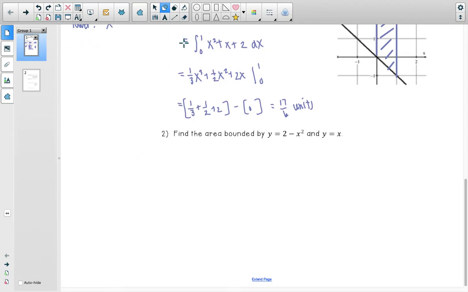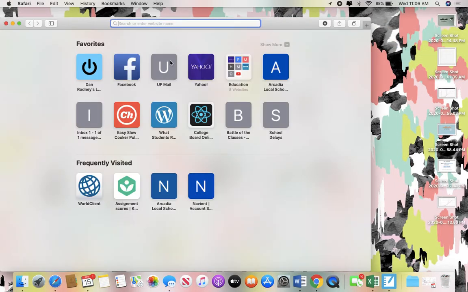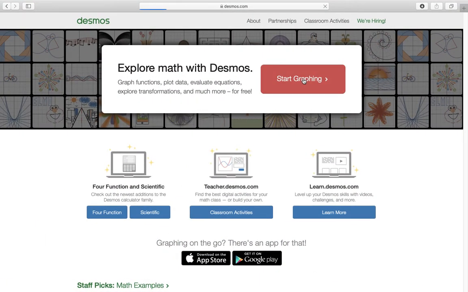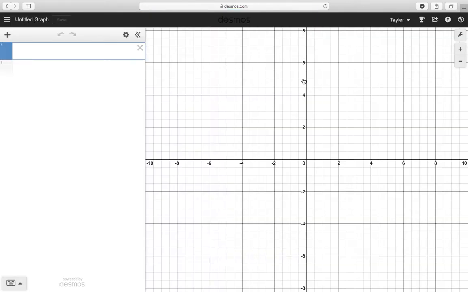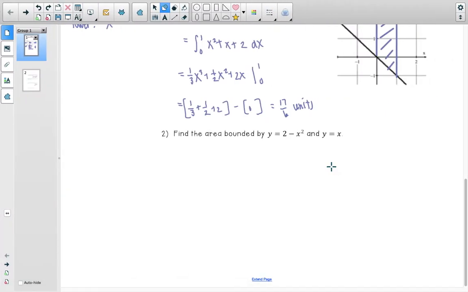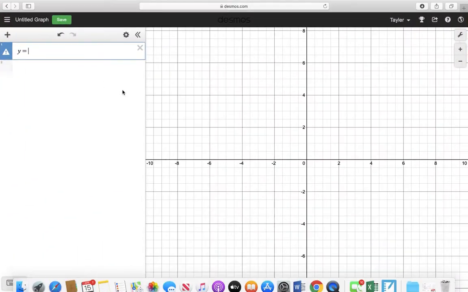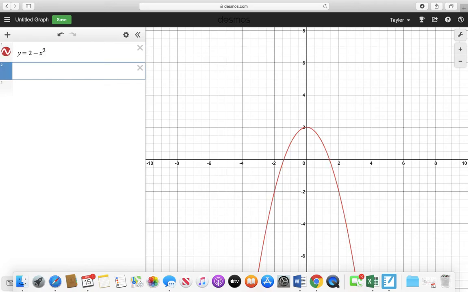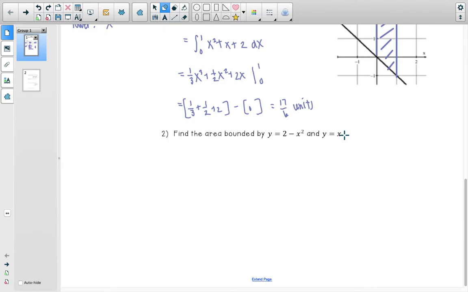I'm going to pull up a graph real quick so you're going to see all my screens. So don't mind it. Oh, it worked. Desmos. And of course, I can't remember the graph off the top of my head. So y equals 2 minus x squared. And the other one is y equals x. Let me check. Yep, okay.